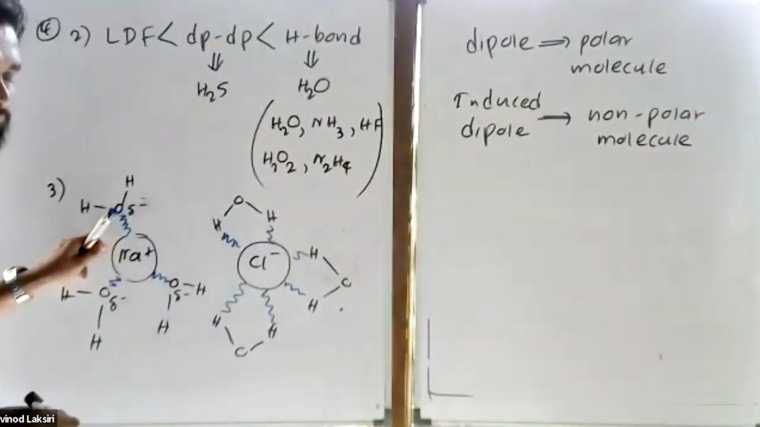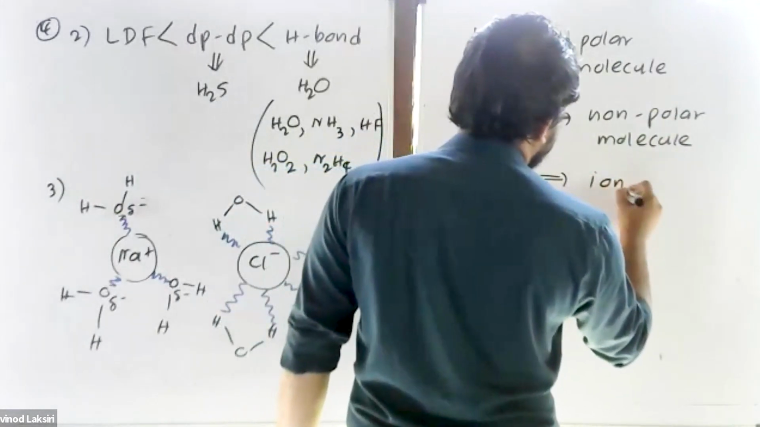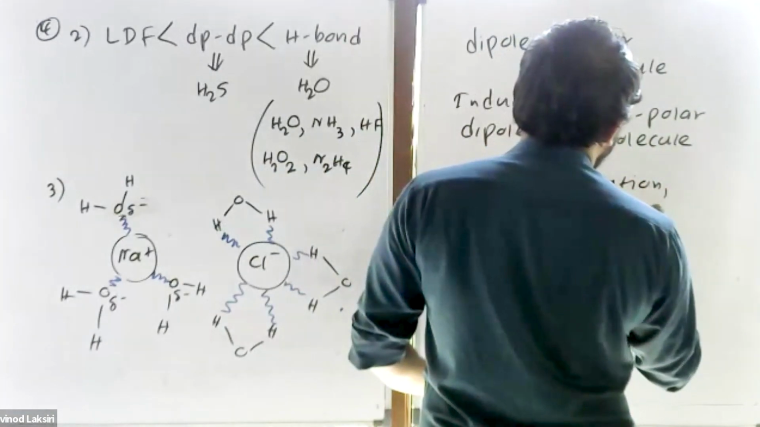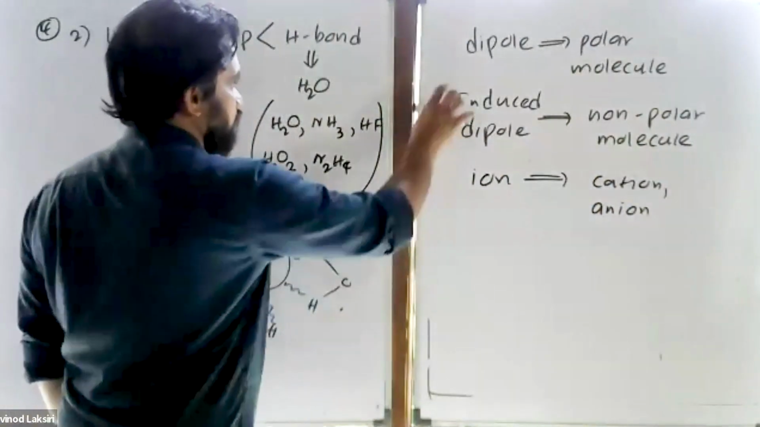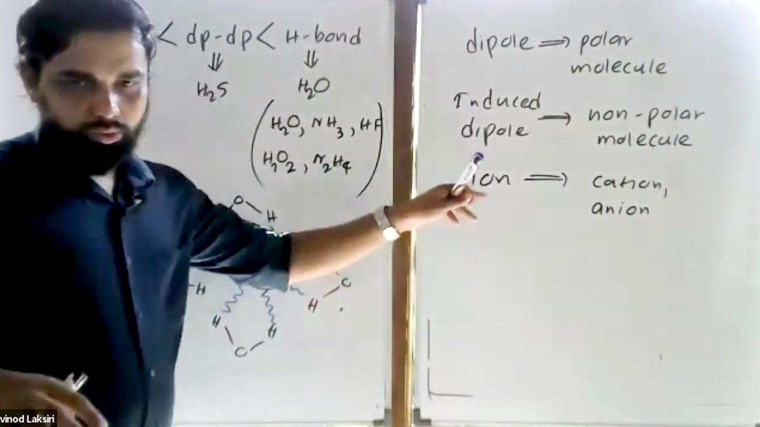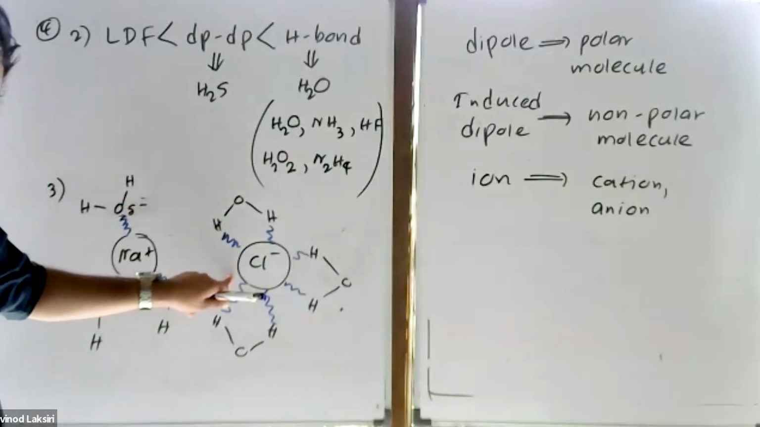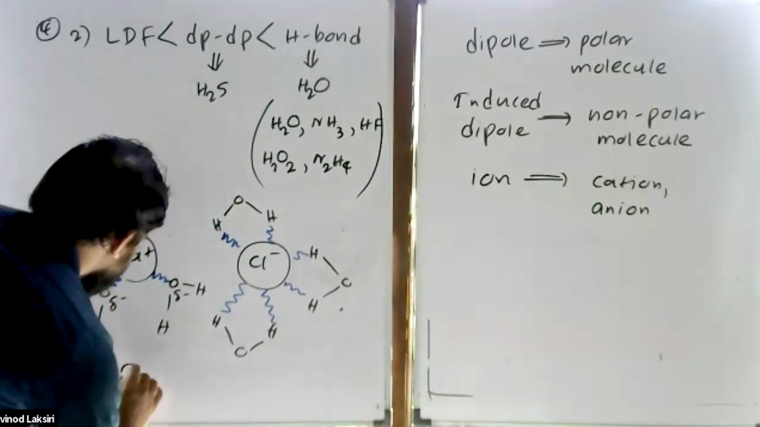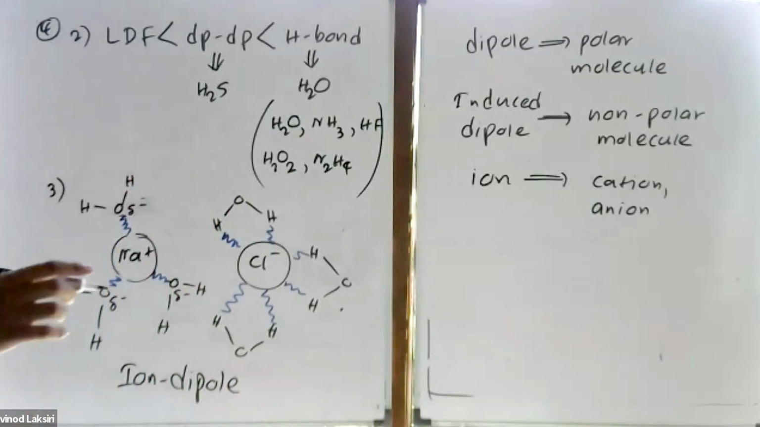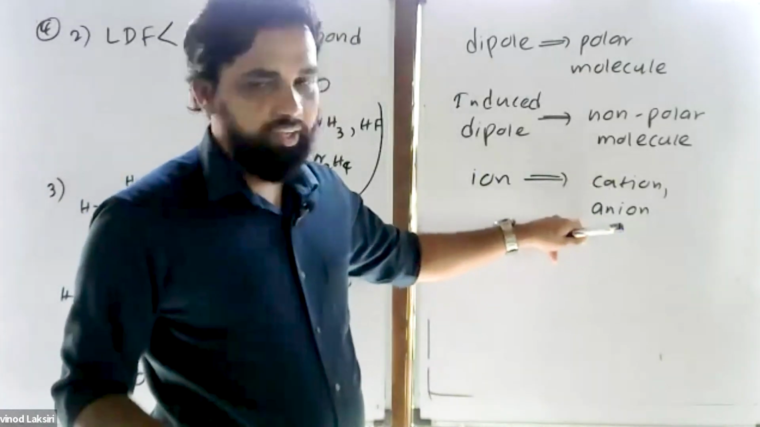Right? So about the polar, the word ion is used to indicate cation and anion. In the secondary interaction part, remember these three words. Dipole is used to indicate polar molecule, induced dipole is used to indicate non-polar molecule, ion is used to indicate cation and anion. So there is a cation, therefore ion dipole. In this statement it is given ion induced dipole. Ion induced dipole means what should be the species? Cation or anion and a non-polar molecule.